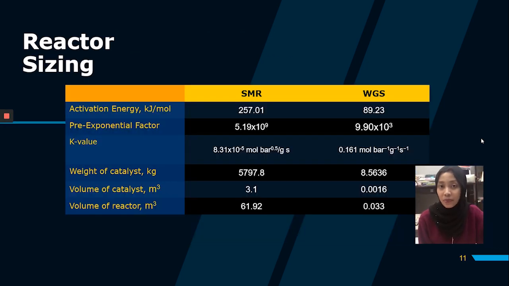The molar flow rate and concentration of each component is shown in the table below. According to Abbas, Dupont, and Mahmoud, we found out that the weight of the required catalyst for this reaction is 5,797.8 kg, and the total volume of the reactor is 61.92 cubic meters. However, for the water-gas shift reactor, the weight of the catalyst required is 8.563 kg, while the total volume of the reactor is calculated to be 0.033 cubic meters.